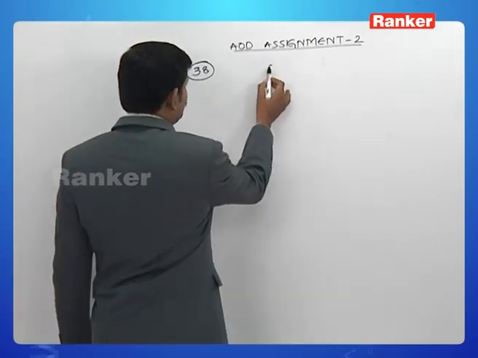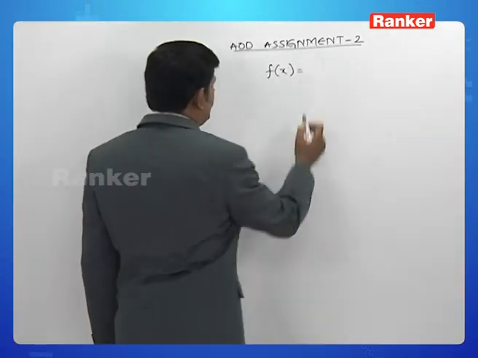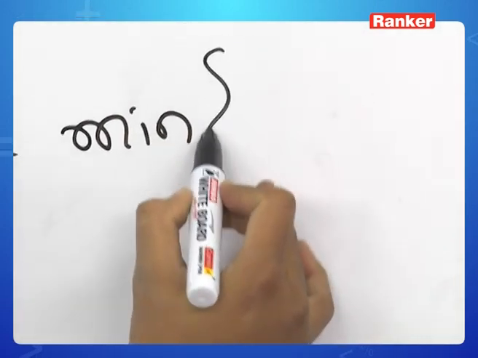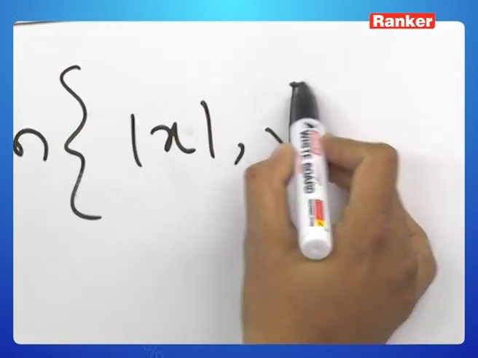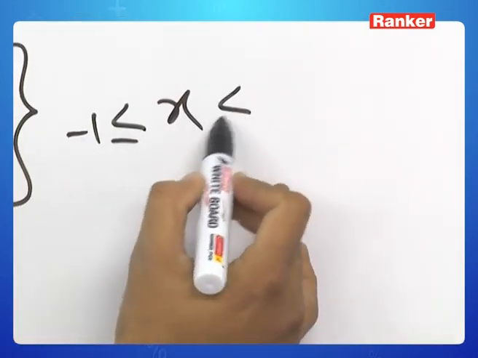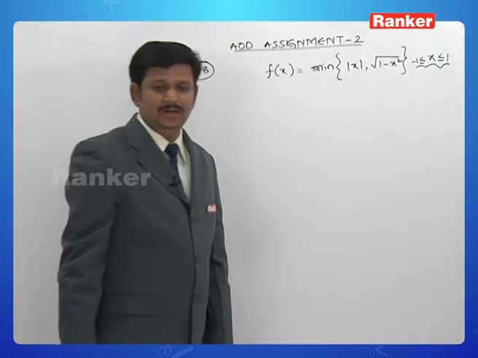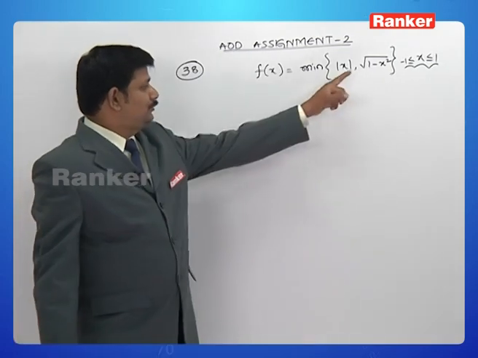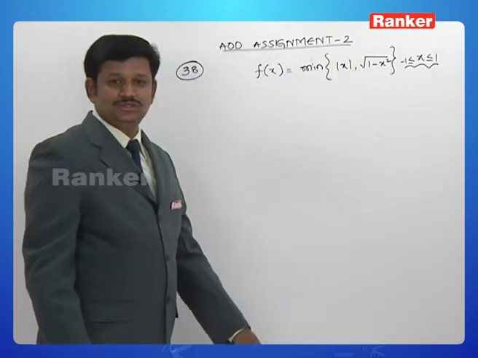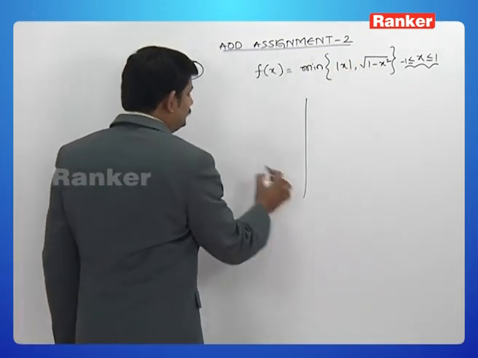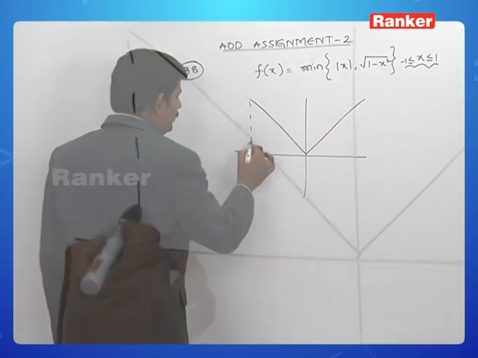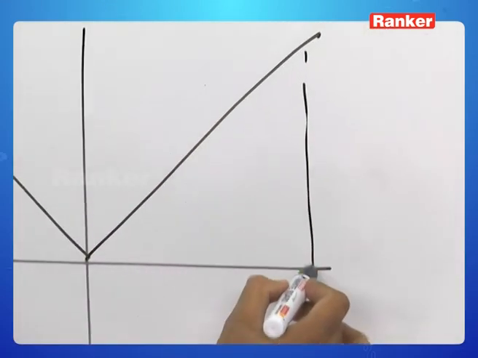Let us see, we have to discuss global maxima, minima and local maxima, minima for the function f of x is equal to minimum of mod x and root over 1 minus x square when x lies between minus 1 and 1, domain of the function is minus 1 to 1. So, to understand which of the two functions is minimum, let us plot the graph of mod x and root over 1 minus x square. Mod x we all know, it is a v. We are ranging this from x equal to minus 1 to x equal to plus 1.